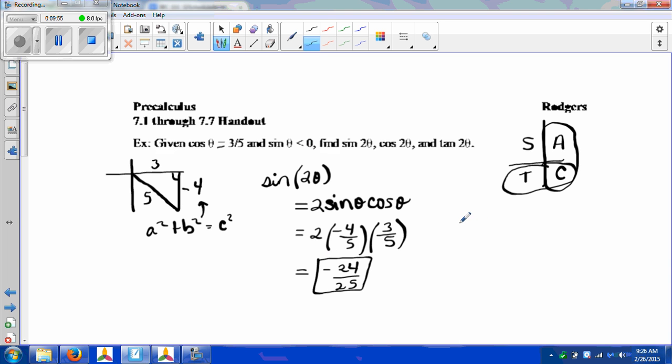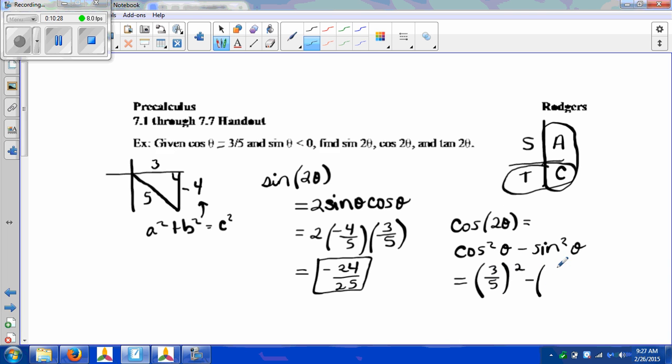Okay, the cosine of 2 theta. Well, it doesn't matter which one I use, so I'm just going to use the one I have memorized, which is cosine squared theta minus sine squared theta. Remember with this one, it is not plus. That would be the Pythagorean identity. And cosine comes first. I just remember that because it's cosine, so cosine comes first. So that is cosine squared, 3/5 squared, minus negative 4/5 squared.